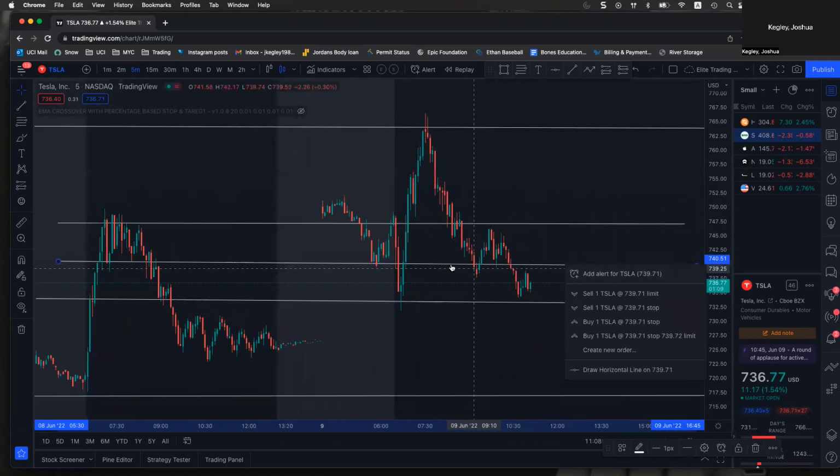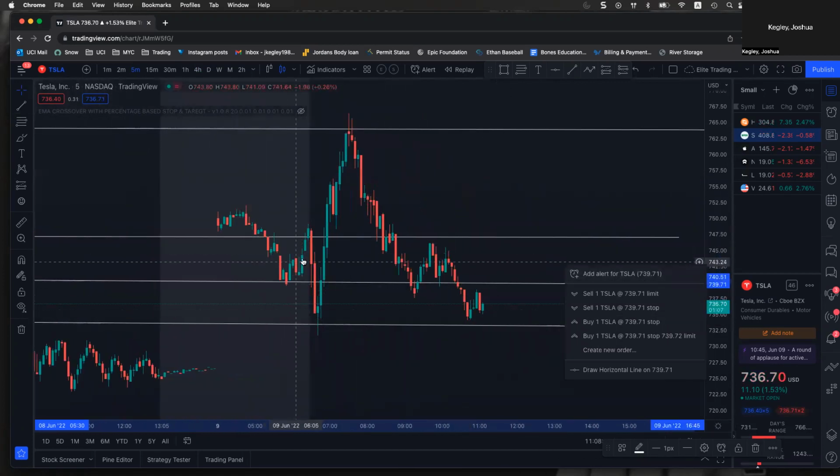So coming in today, these are the lines that you're playing with. Your entries, your exits, your profit targets, possible stop losses, depending on when you enter and how your stop losses are structured. But this is through TradingView.